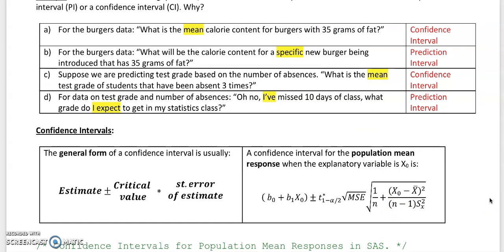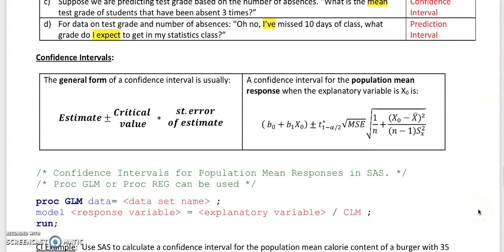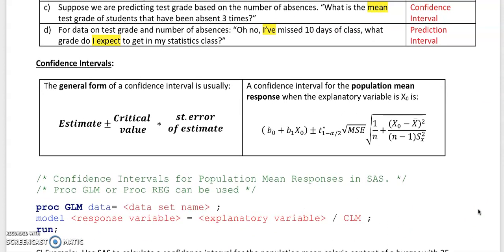That equation's a little bit of a mess, so instead we will use SAS, and all we need to do to get confidence intervals is just add onto our code that we're already using. On the line that starts with model, we're just going to add slash and the letters CLM. And CLM stands for confidence limits for the mean.